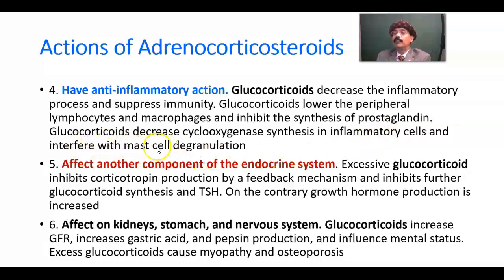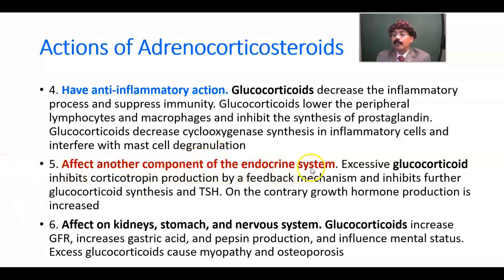So the histamine will not be released, and the fluid from the blood vessel will not leak out to the interstitial tissue space, because the glucocorticoid interferes with the mast cell degranulation.